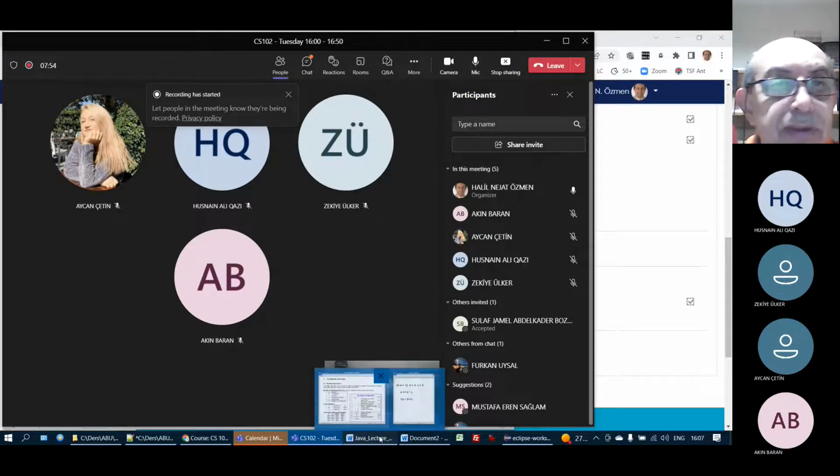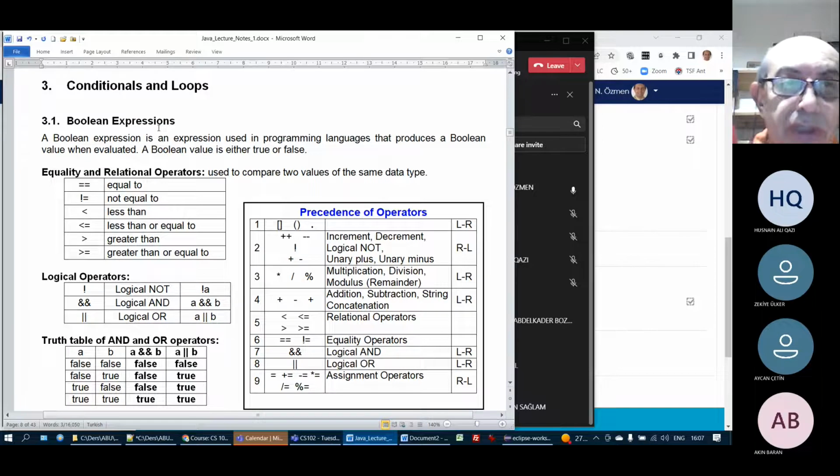Now, what are the Booleans we use in conditionals? We use Boolean expressions. What is a Boolean expression? A Boolean expression is an expression which produces at the end either a true value or a false value. Well, how can we achieve this? We can do it by comparing values.